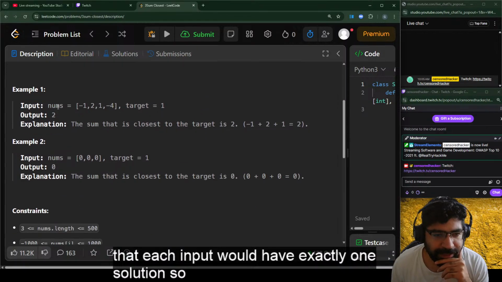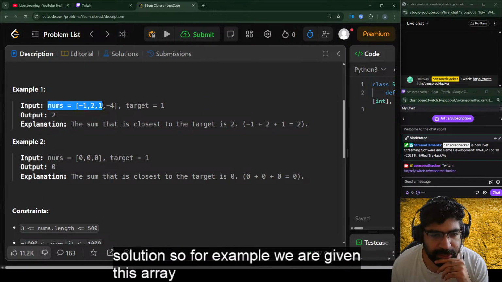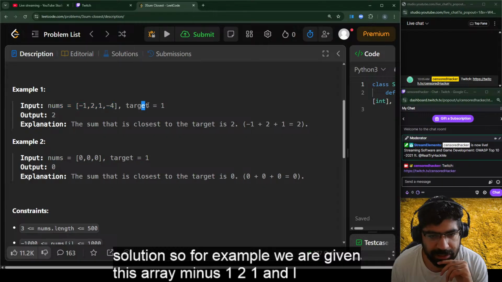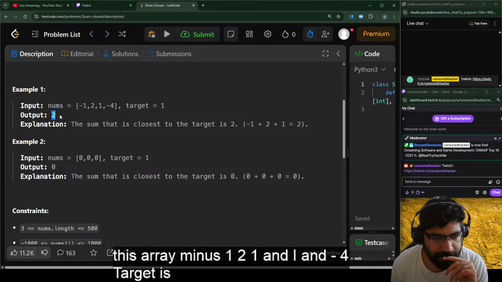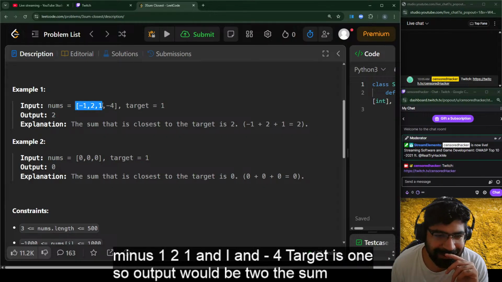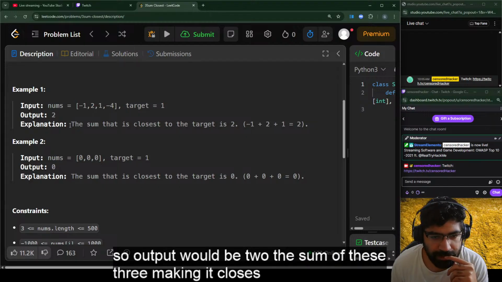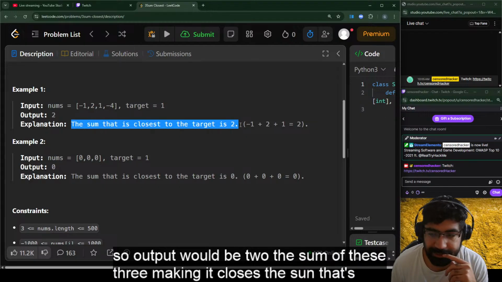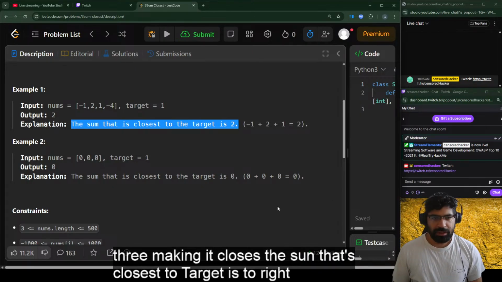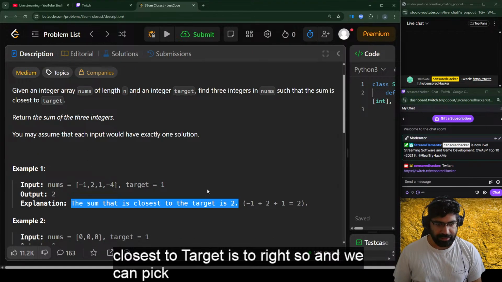So for example, we are given this array: -1, 2, 1 and -4. Target is 1, so the output would be 2, the sum of these three, making it closest. The sum that's closest to the target is 2, right? And we can pick any three, right?